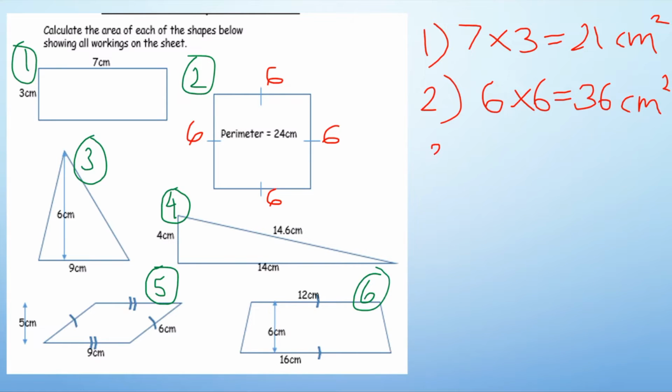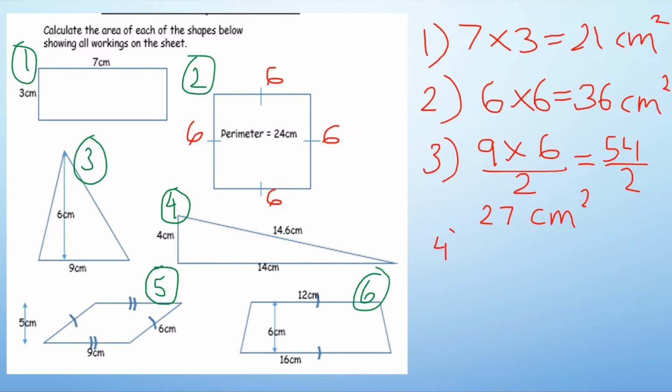Alright, now for the triangle, which has a base of 9 centimeters and height of 6 centimeters. What is the formula for finding the area of a triangle? Well, it is base into height divided by 2. So base is 9, height is 6 and divided by 2. 9 into 6 divided by 2 will give us 54 divided by 2. And then when we do that, we get 27 centimeters squared.